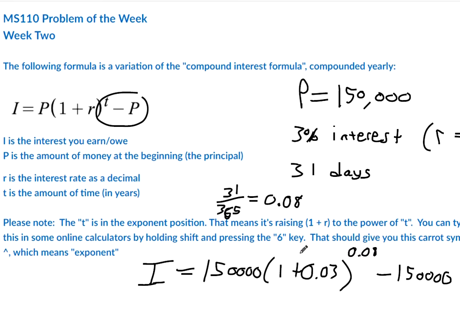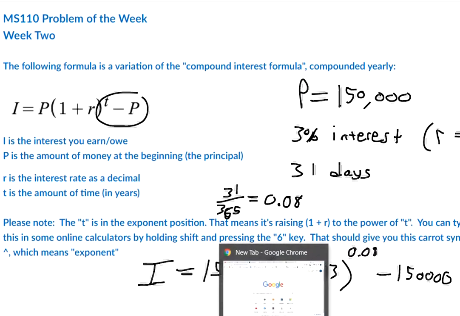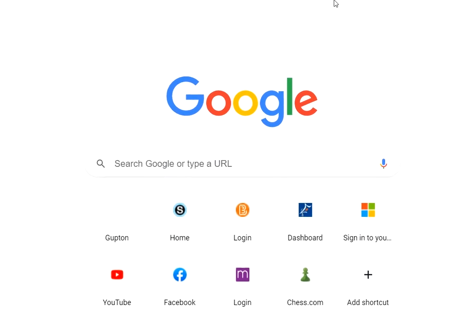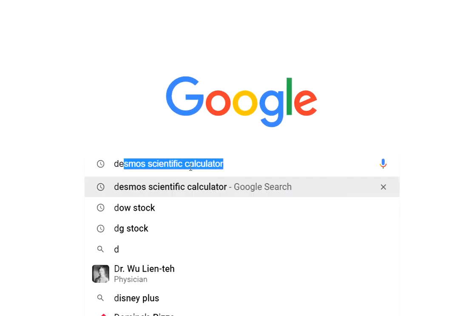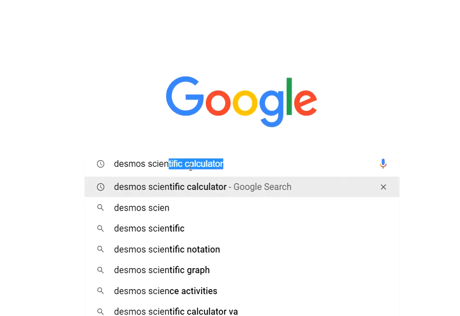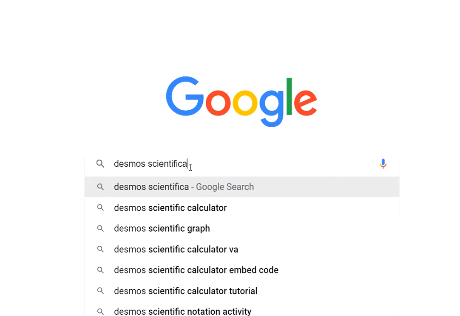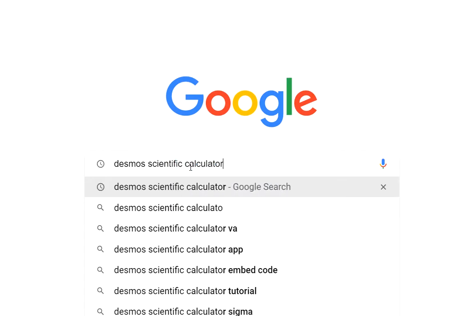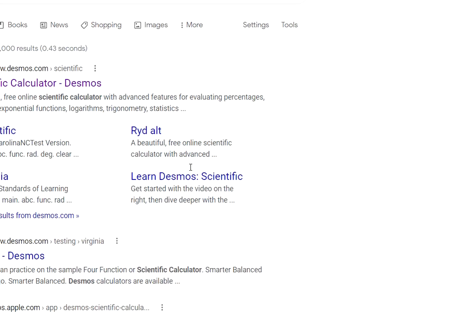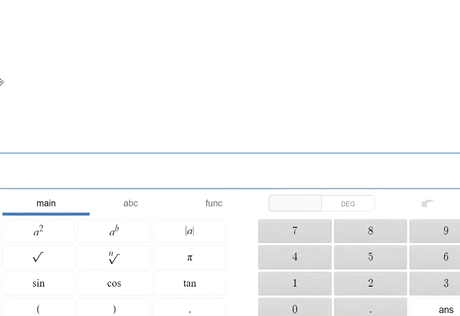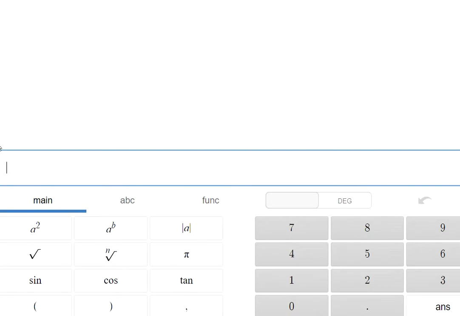In case you're not sure how to use an exponent in a calculator, go ahead and go to Google and just type in Desmos Scientific Calculator. The first one that comes up is a free calculator made by Desmos. And then all you have to do is type in everything except for the I part, okay? So type in the principal, for mine it was 150,000, times 1 plus 0.03.